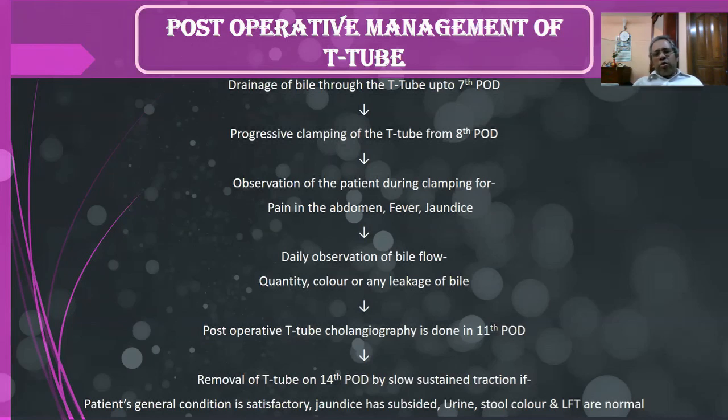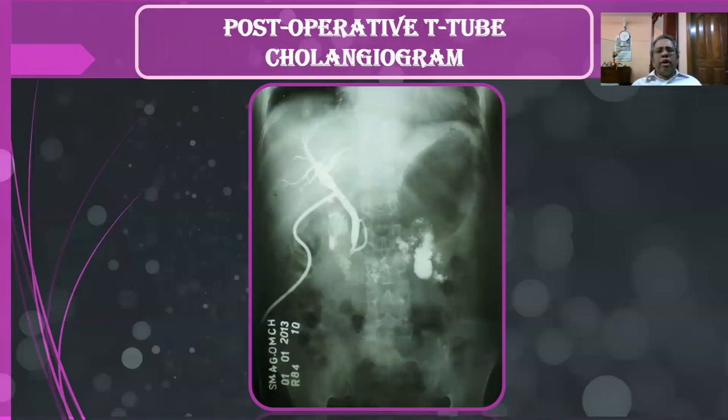On the 14th postoperative day, you just pull it or make a traction, and the T-tube is removed spontaneously. Only a little bit of traction can remove it easily. If the patient's general condition is satisfactory, jaundice has subsided, urine and stool color are normal, and LFT has become normal, then you are satisfied, the T-tube is removed, and you discharge the patient. So this is about the postoperative T-tube cholangiogram.